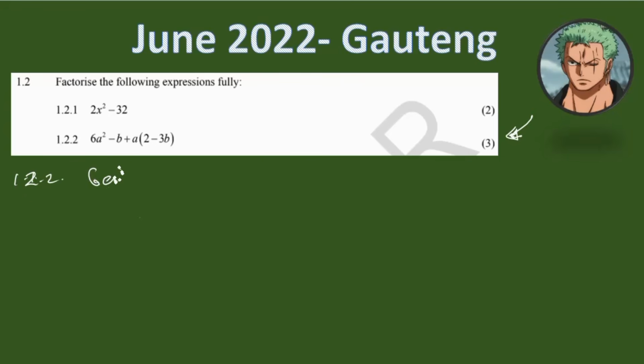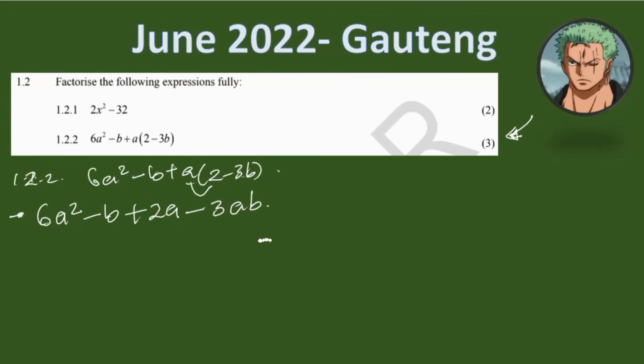So I have 6a squared minus b plus a into 2 minus 3b. What I will do is that I'll multiply this first. So I'm having 6a squared minus b, a times 2, that is positive 2a, a times negative 3b, that is negative 3ab. Remember to put things in alphabetical order, right? So I distributed this.